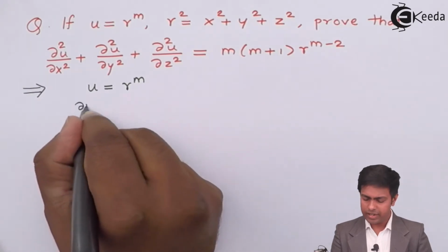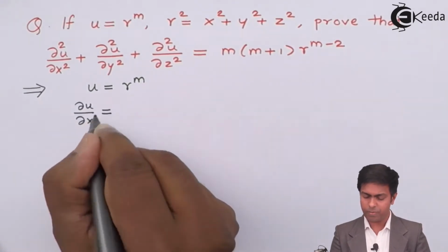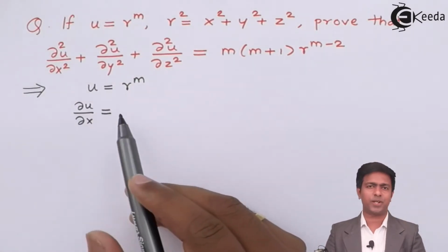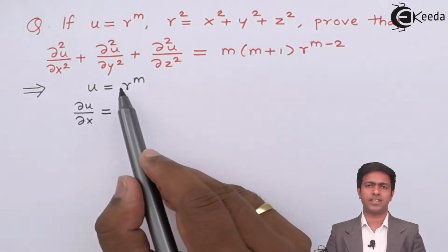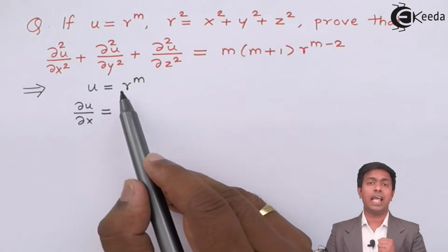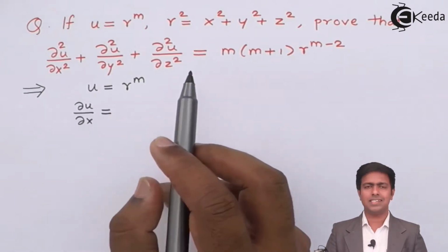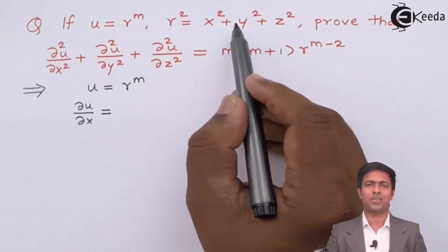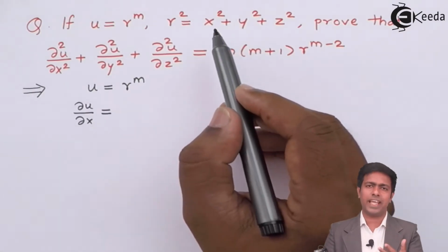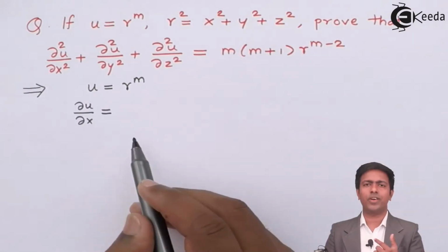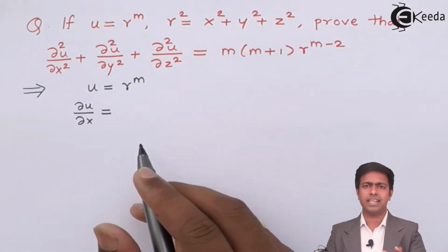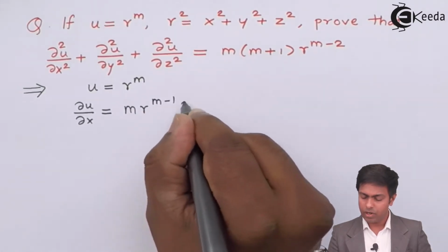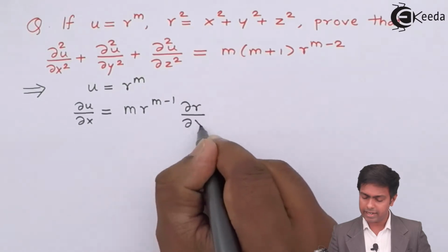So you'll get del u by del x equal to, now guys, we are trying to differentiate partially with respect to x, and here in the function there is no x, so we have r to the power m. Now the question is, is r constant? So the answer is no, because the value of r square is given as x square plus y square plus z square, so it means r is a function of x, y and z. So if I want to find out the derivative of this r raised to m, it has x, therefore the derivative will be m into r raised to m minus 1 del r by del x.